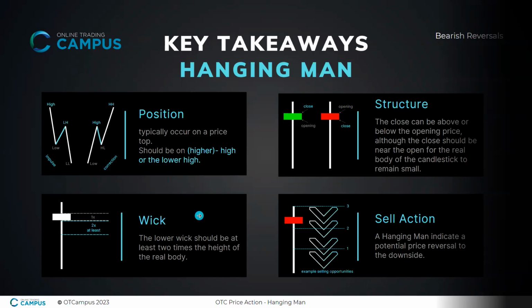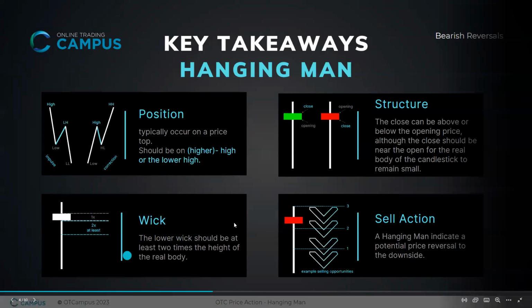The wick. The wick is the same here, like the hammer candle, or also the shooting star, right? The lower wick should be at least 2 times the height of the real body. Means this body is a range of 1, and we need minimum 2 times of this to the downside. Look, with more and more here.